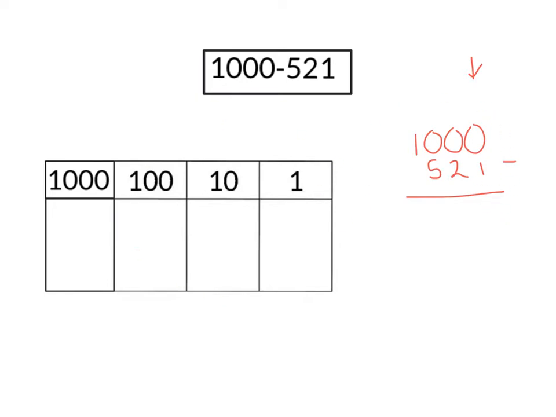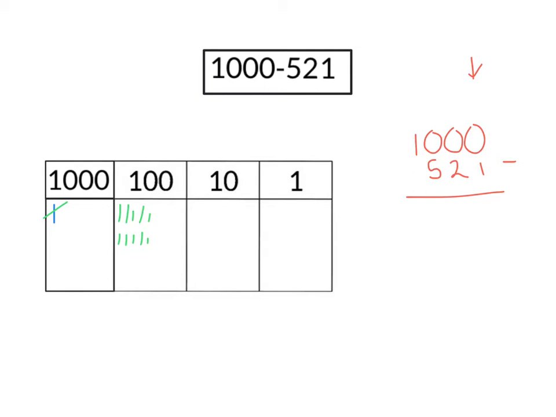Now I'm going to go over to the place value and this will demonstrate it nicely. So it's 1000. There's nothing in the hundreds, there's nothing in the tens, and there's nothing in the ones. We can't therefore take away our 521 at the moment. So I'm going to get rid of this 1000 and exchange it into the hundreds column. I know that there's 10 hundreds in 1000, so I'm going to put 10 here: 1, 2, 3, 4, 5, 6, 7, 8, 9, 10.